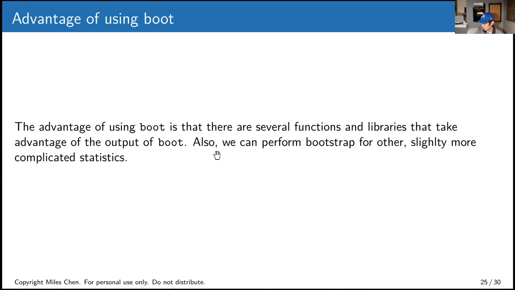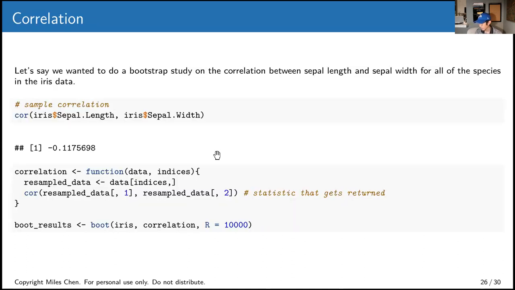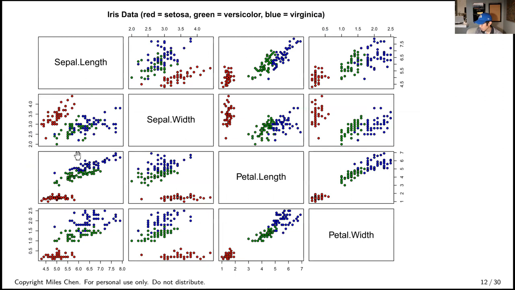And you can also perform bootstrap for other more complicated statistics if you need to. So let's say we wanted to do a bootstrap study on the correlation between sepal length and sepal width. Okay. And so here, when you look at the correlation between sepal length and sepal width, we get a correlation of -0.117. Well, that's slide 26.